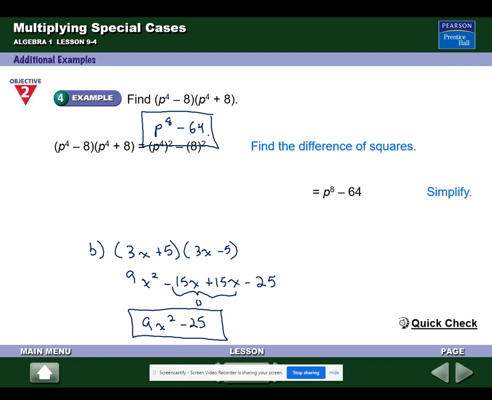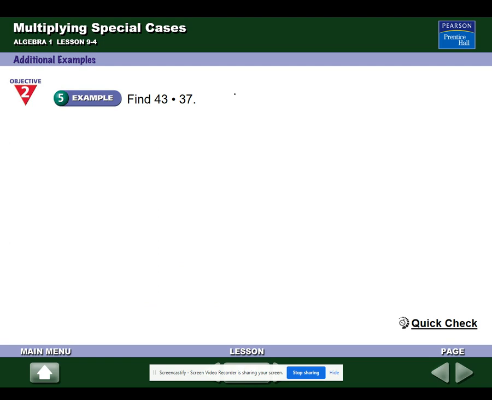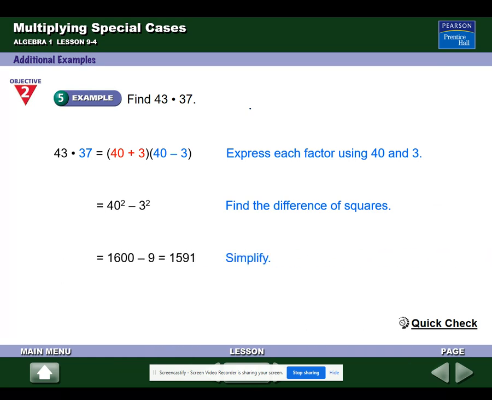All right, and then one more example. And this is much like the mental math from before, having you multiply 43 times 37. I'm just going to roll to the answer here. They would have you multiplying 40 plus 3 by 40 minus 3. Somewhat of the same mental activity there, except it's a difference of squares. And your final answer there would be 1,591.